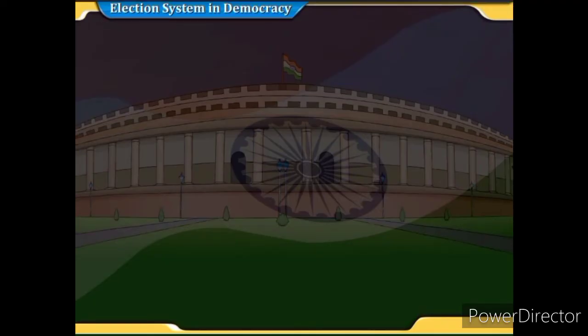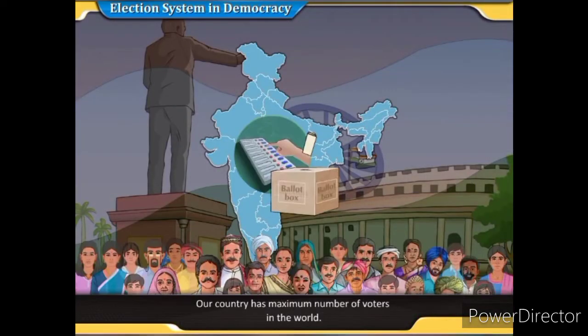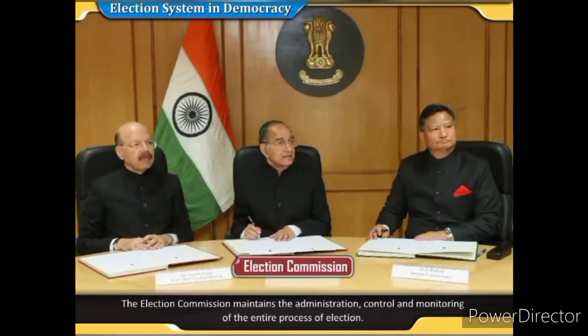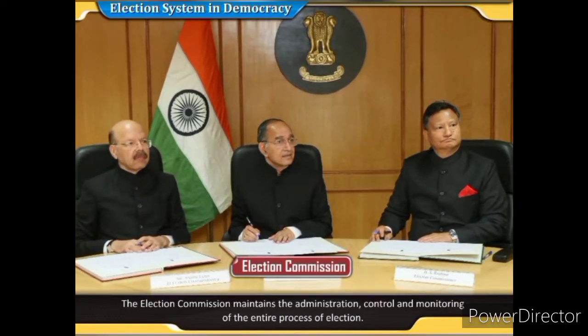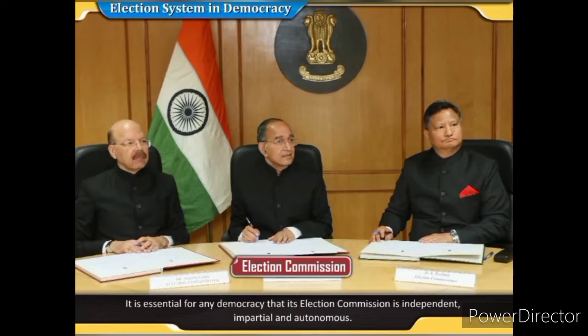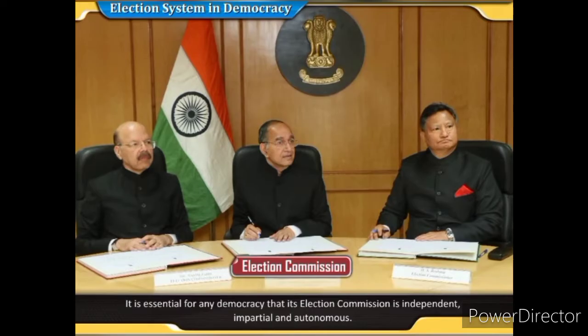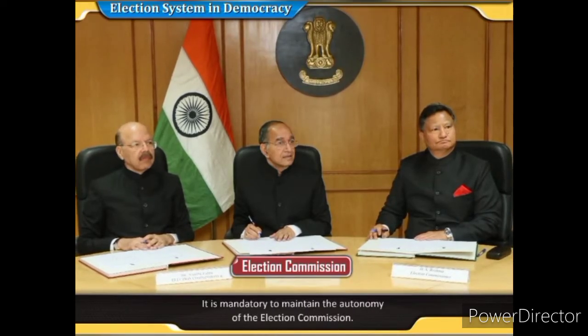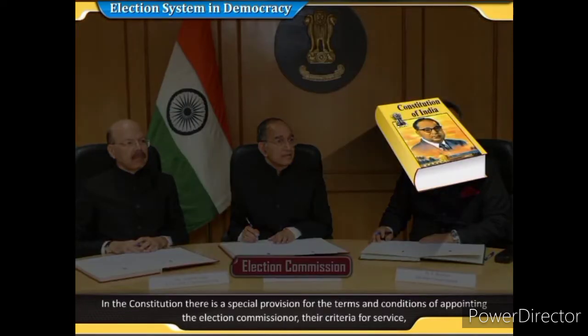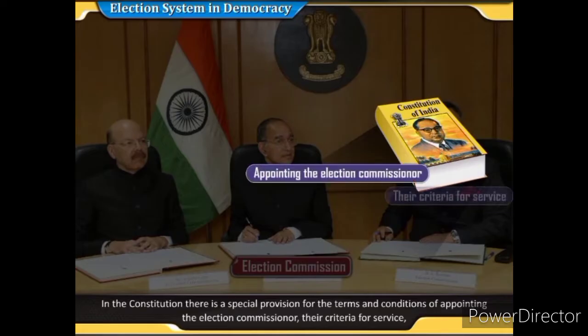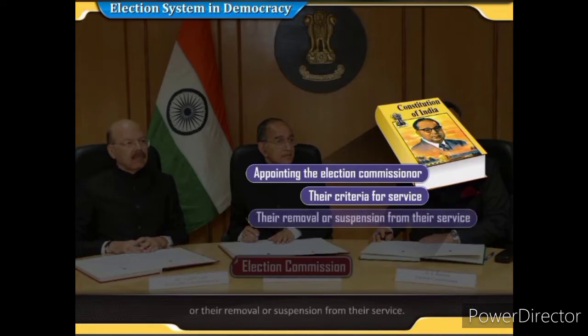Election system in democracy. Our country has the maximum number of voters in the world. The Election Commission maintains the administration, control and monitoring of the entire process of election. It is essential for any democracy that its Election Commission is independent, impartial and autonomous. It is mandatory to maintain the autonomy of the Election Commission. In the Constitution, there is a special provision for the terms and conditions of appointing the Election Commissioner, their criteria for service, or their removal or suspension from their service.